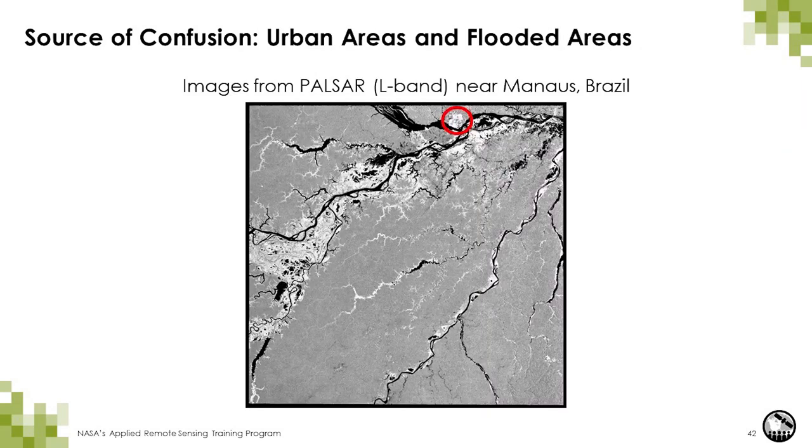Another source of confusion are areas that are characterized by double bounce, and these are flooded areas and urban areas. And in this image, the city of Manaus in Brazil is circled in red. This is a very large urban area, and as you can clearly see, it's characterized by very bright backscatter. So you can also see that there's flooded vegetation along the rivers, and both of these areas, the urban area and the flooded vegetation, are just very bright. They're both dominated by double bounce.